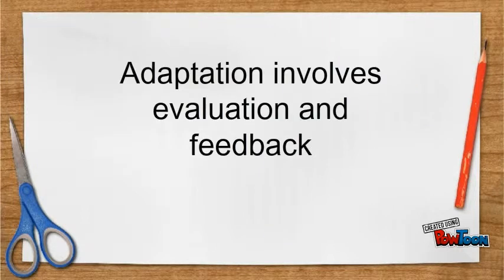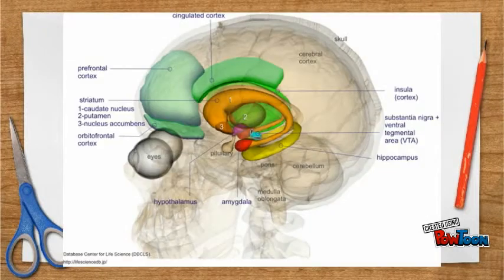Adaptation involves evaluation and feedback. It is affected by feedback from the environment. It involves the following: the ventrolateral and dorsomedial prefrontal cortex, orbital frontal cortex, anterior and posterior cingulate cortex.